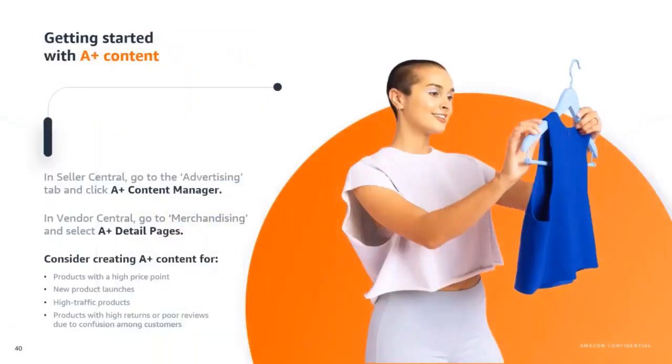In Seller Central, you can start by going to the Advertising tab and clicking on A+ Content Manager. In Vendor Central, you can go to Merchandising and then select A+ Detail Pages. And when choosing the products that you want to create A+ content for, there are a couple things that you can consider. So I would make sure that you pick products with a high price point, since A+ content may help you make incremental sales.